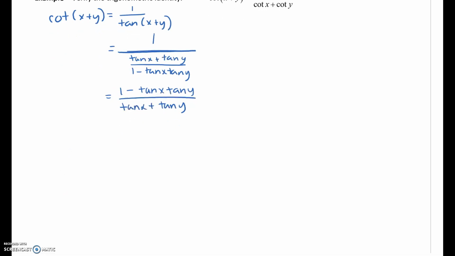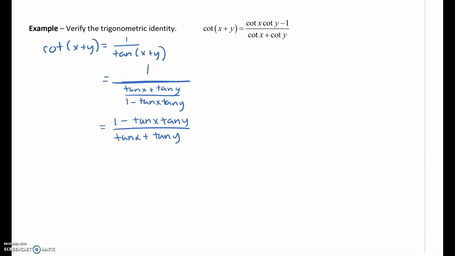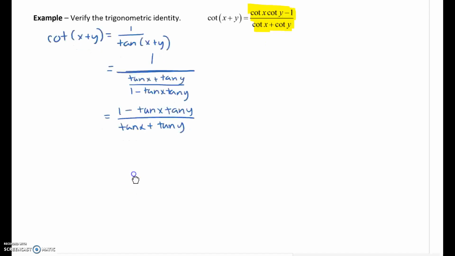Remember, when you're doing verifications, you just want to try something. So even if you don't know exactly what to do, kind of look at it. I'm looking over here. This is what I want my answer to end up being. So I need to get it there. So I'm going to try going into cotangents and see if that works. And then if it doesn't, I'll scratch it out and start it again.